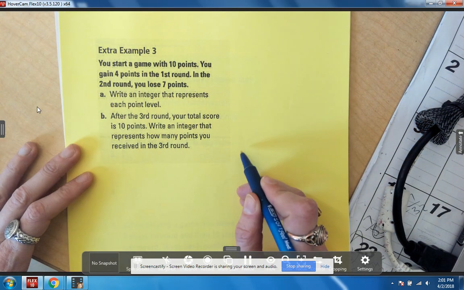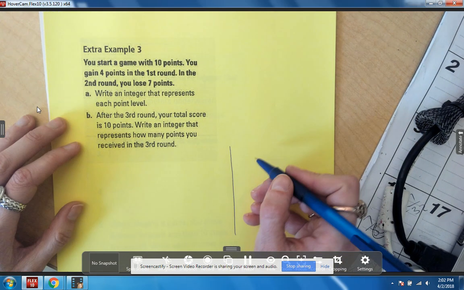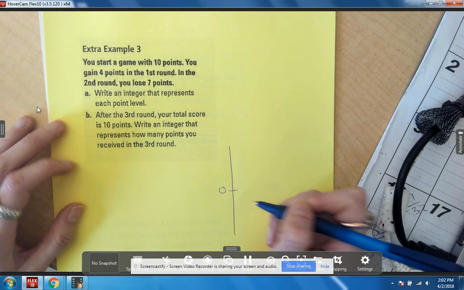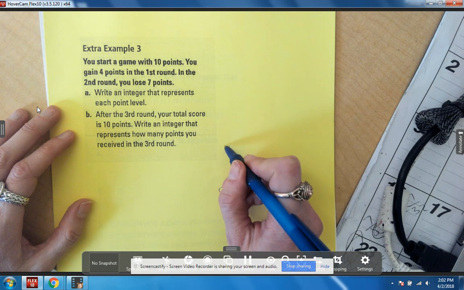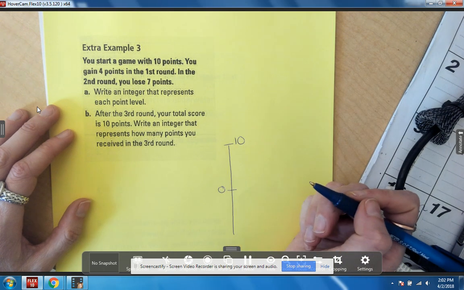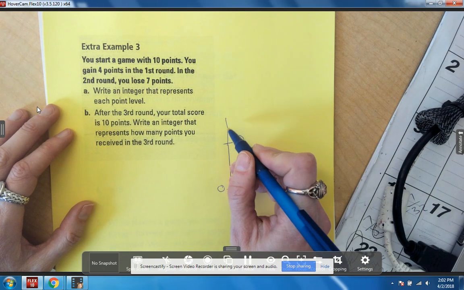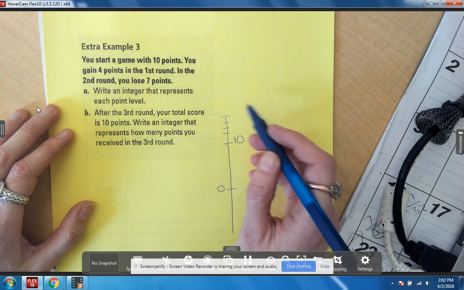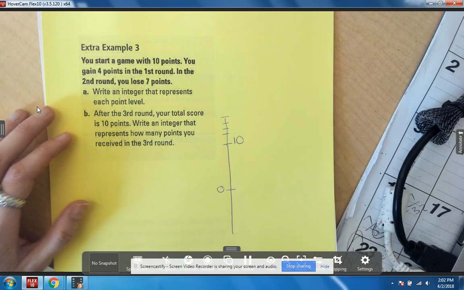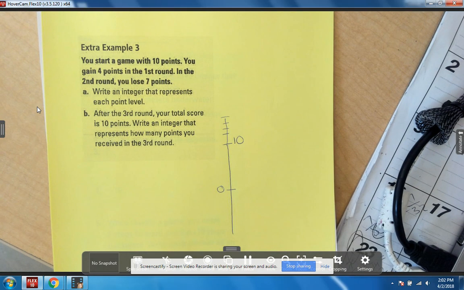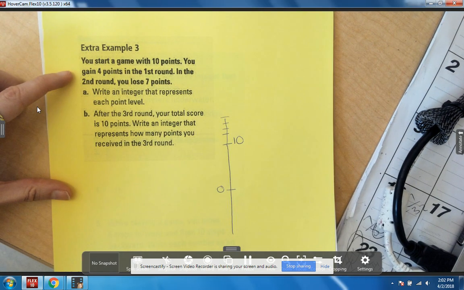So again, it's kind of easier sometimes if you draw a picture. You started the game, so I'm going to put a start with a 0 in the middle. You started the game with 10 points, so you're already up here. You gained 4 more, so you went up 4. You lost 7, and you have to figure out where that is. Then it's saying you ended with 10 points. So you're going to figure out how many points you ended up getting so that you got to 10 at the end. Okay, so you're going to pause and try these 2.